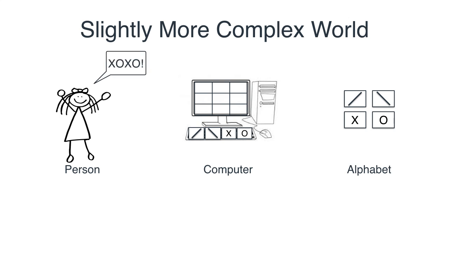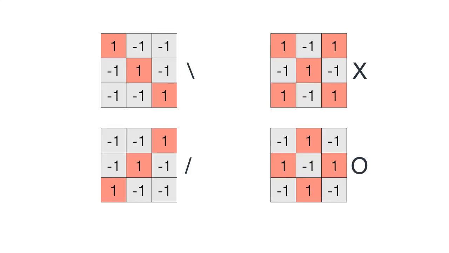So let's see what happens when we press our keys on the screen. This is what we get: the backward slash, the forward slash, the X, and the O. And now the question is, how do we create a classifier that tells these letters apart? We can start in the same way as before. We can put some pluses and minuses and try to figure it out. But we're going to quickly notice that this starts failing.